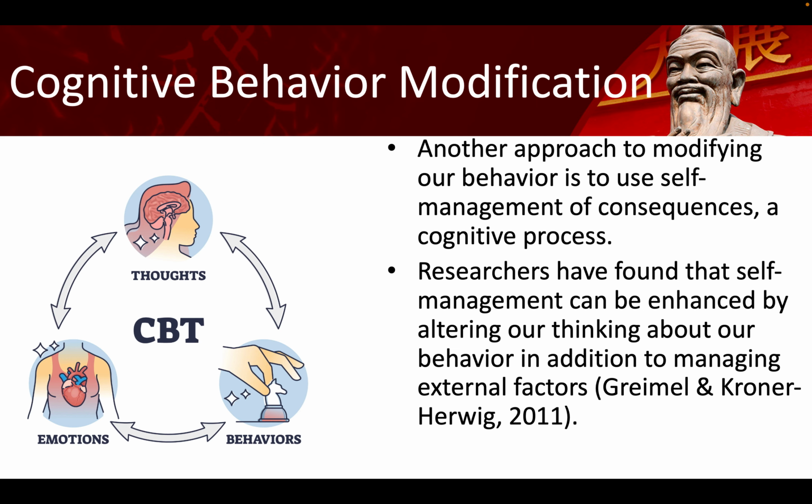Another approach to modifying our behavior is to use self-management of consequence as a cognitive process. Researchers have found that self-management can be enhanced by altering our thinking about our behavior in addition to managing external factors, and that is it.